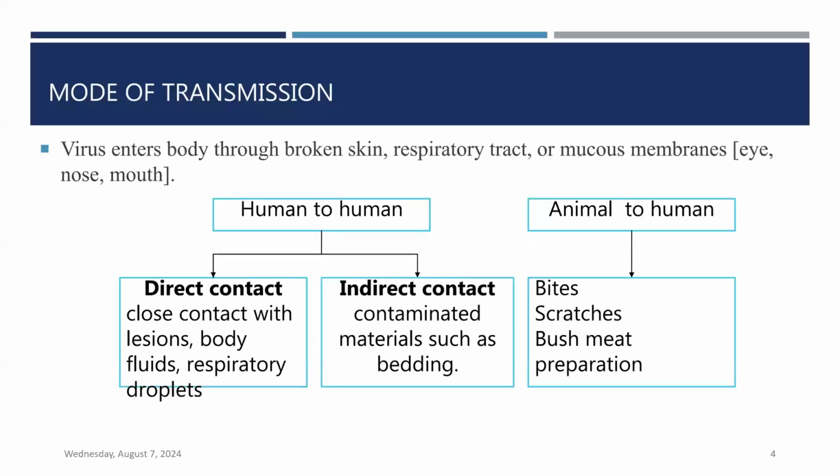Then we have both the primary infection and the secondary infection. Primary infection, you have animal to human that can occur through bites, scratches, bushmeat preparation. Then also we have human to human, whereby we have direct contact and indirect contact. Direct contact is close contact with the lesions and body fluids. Then also we have indirect contact with contaminated materials such as beddings. Then we have respiratory droplets, whereby you have droplet precautions.